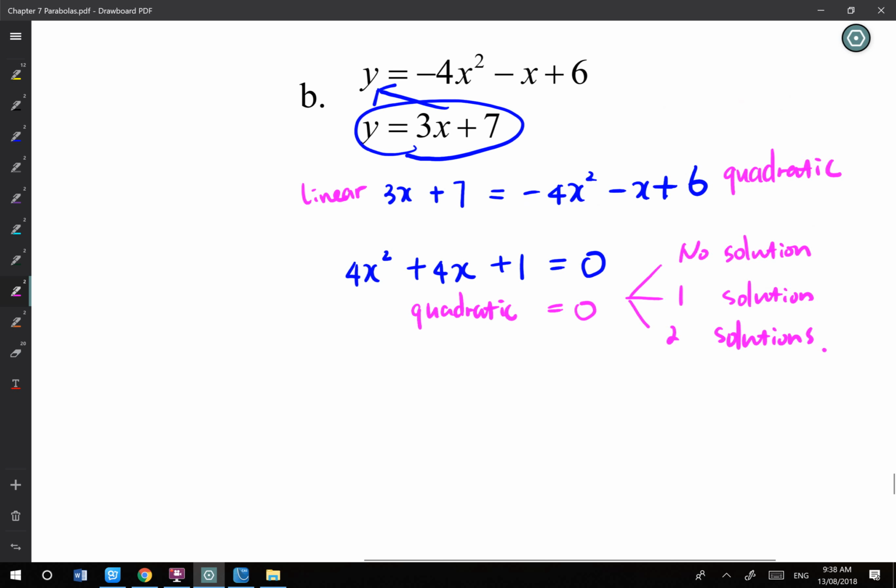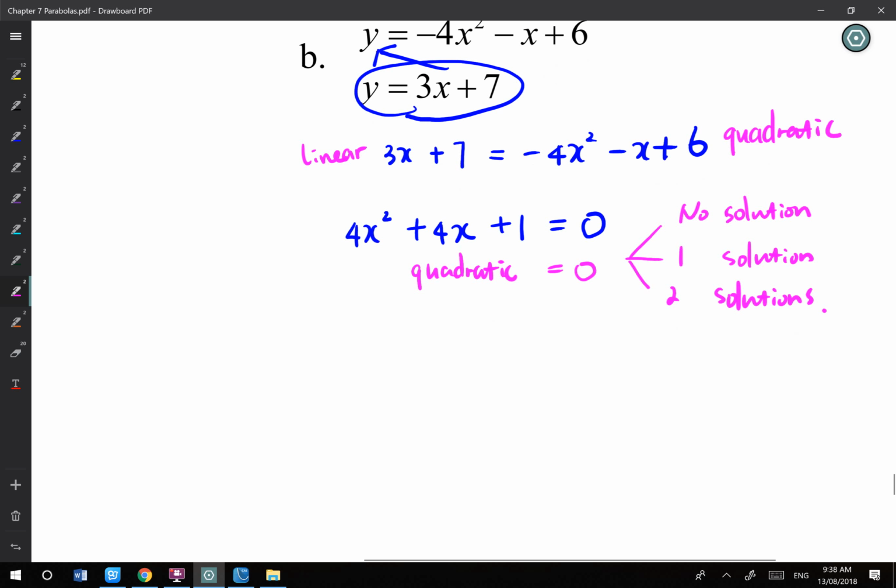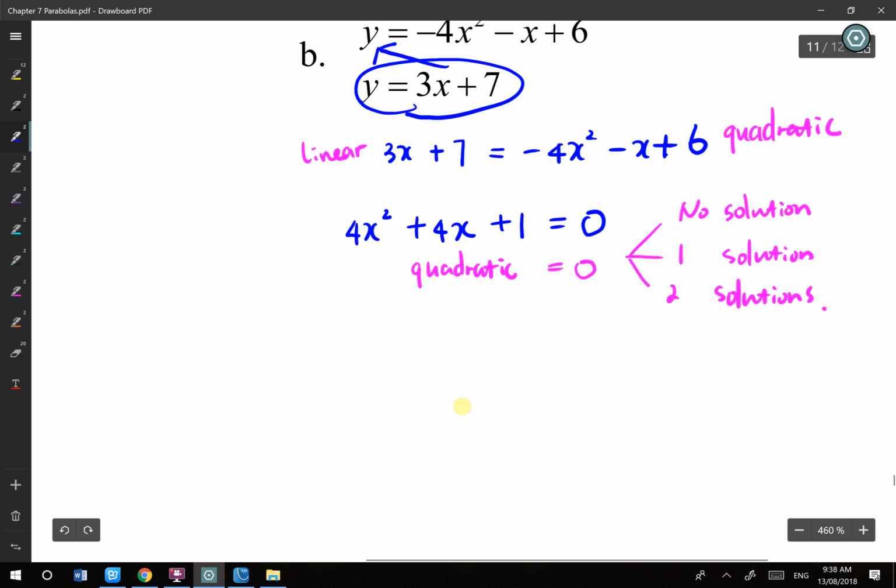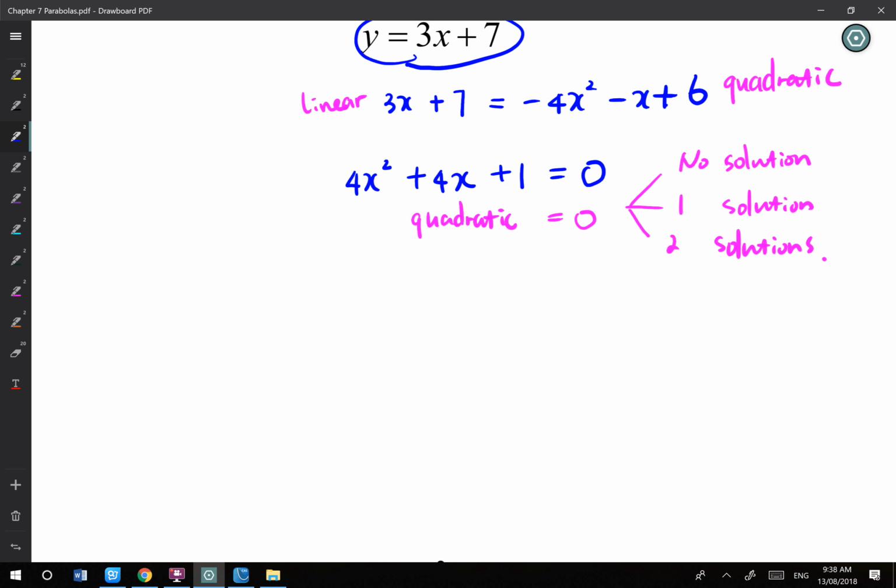So we equalize the 2 equations, simplify, and move everything to one side. We will have a quadratic equation equals to 0. Then how many solutions can we solve out here, which means how many intersections we'll have overall for these 2 graphs. Okay, so for this, how can we factorize it?